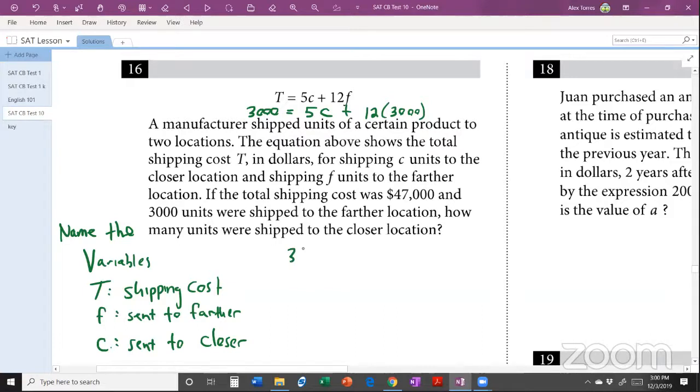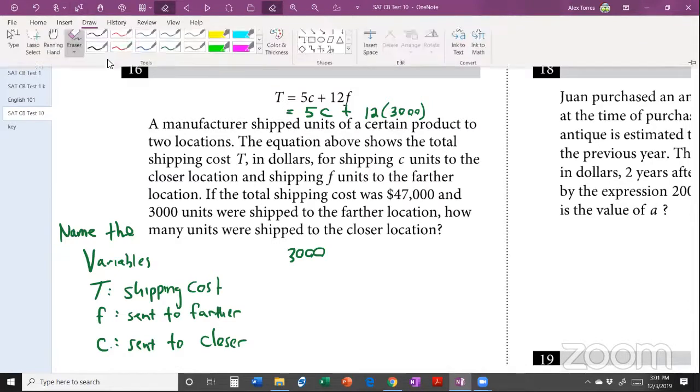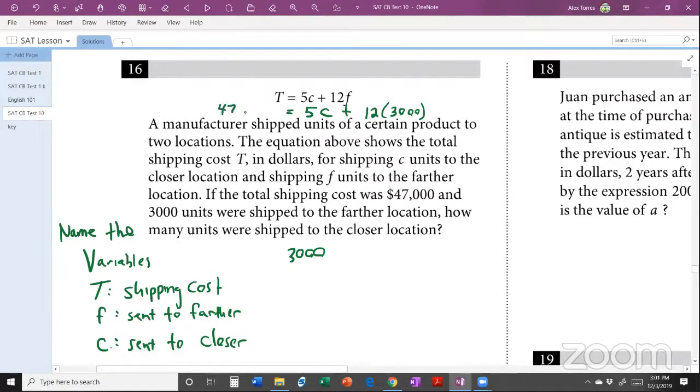So we can do 12 times 3,000. And I'm actually noticing an error in what I filled in. The total wasn't 3,000, the total was 47,000. So apologies for that. Okay, so here we have 47,000 equals 5C plus 12 times 3,000, which is 36,000. Taking away 36,000 from both sides, we have 11,000 equals 5C.